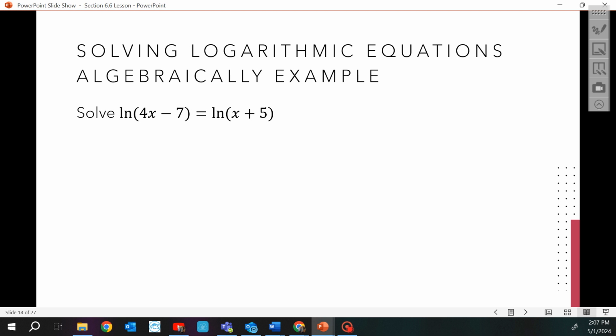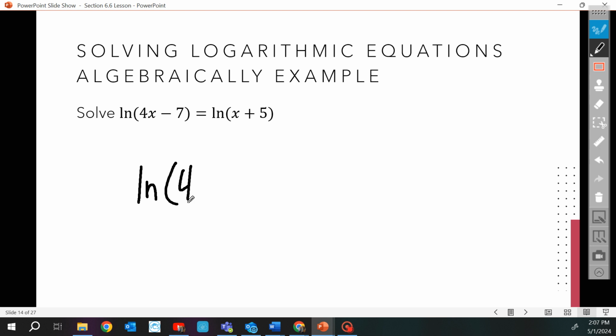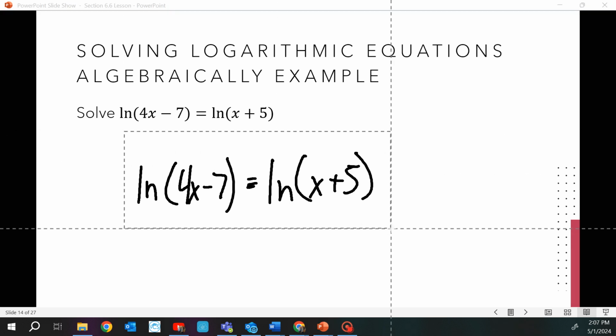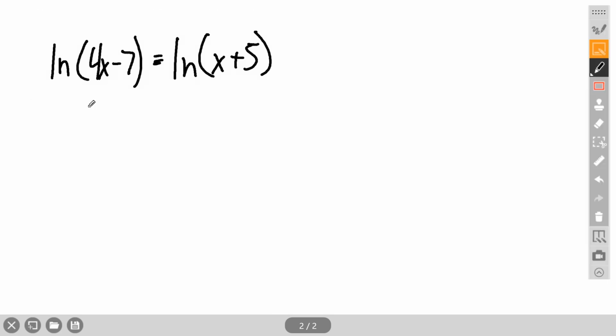And so if we look at this problem, I'm going to go ahead and just write it onto a different page here. We have the natural log of 4x minus 7, and this is equal to the natural log of x plus 5. Okay, so this is considered a log equation because our variable x is in the log. Now, this one is solved in a very similar way to the way that we first solved our very first exponential equations.